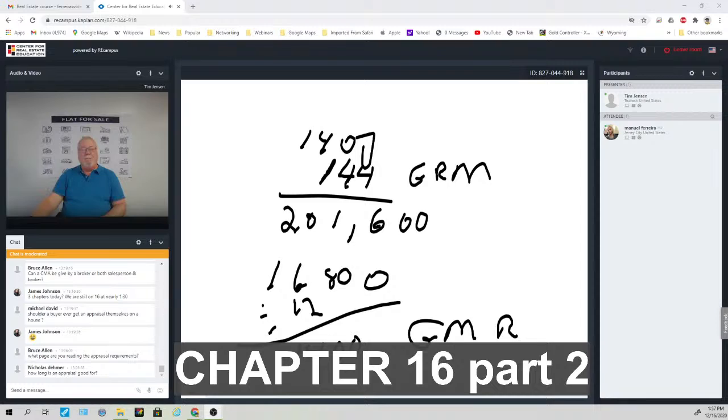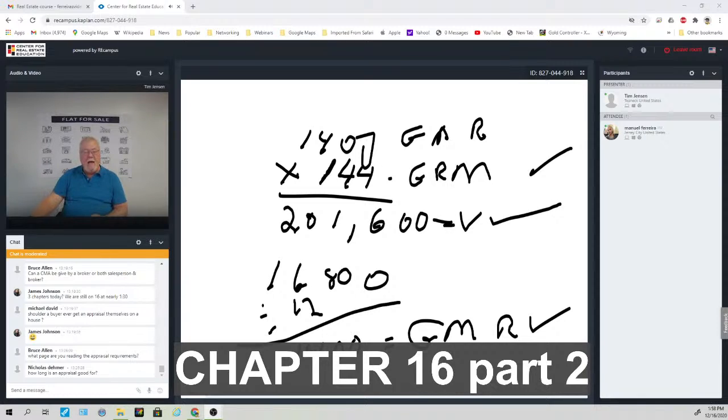Once again, I know what the gross rent multiplier is, 144. Check. I need to determine the gross monthly rent. So the gross income divided by 12, 16,800 divided by 12 equals $1,400 a month in rent. Correct. Gross monthly rent times gross rent multiplier equals value. Check. So the answer was A.